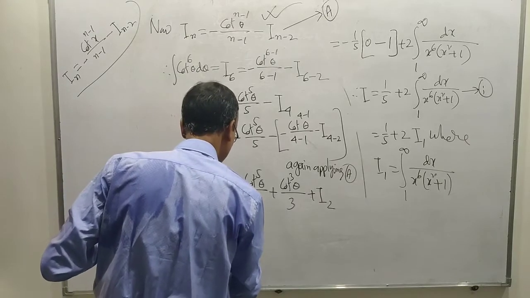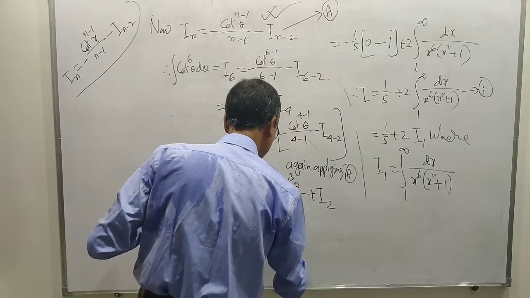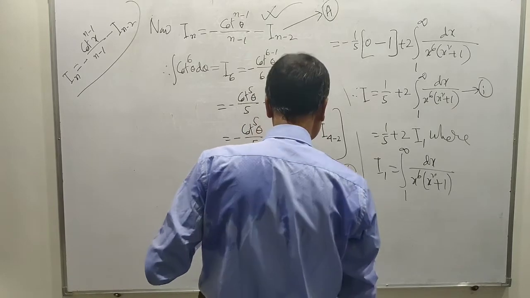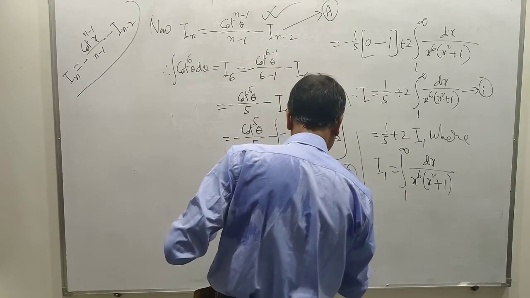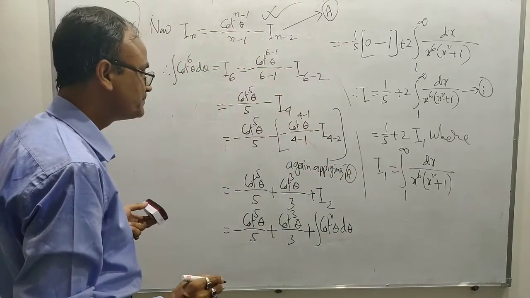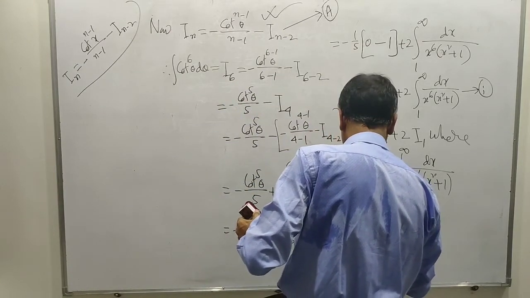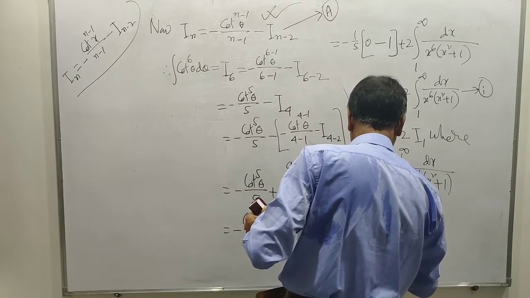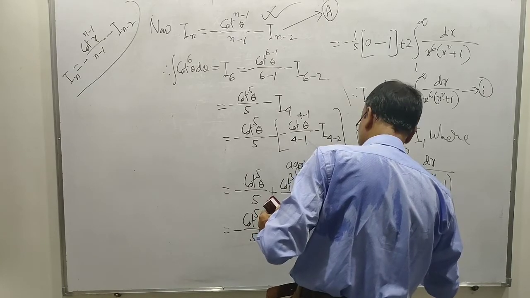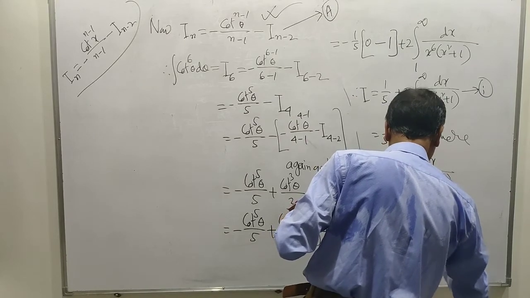This is equal to minus cot to the power 5 theta divided by 5 plus cot cube theta by 3 plus the integral I2, which means cot square theta d theta, which is equal to minus cot to the power 5 theta divided by 5 plus cot cube theta divided by 3 plus integral of cosec square theta minus 1 d theta.